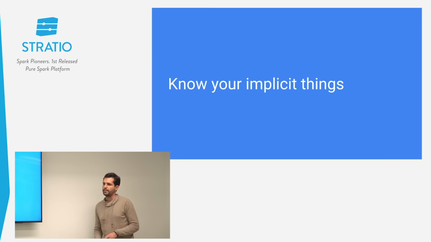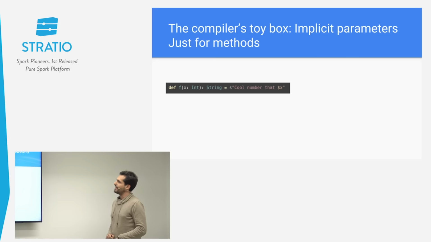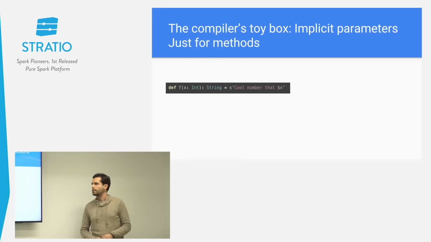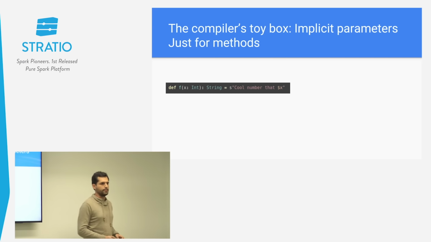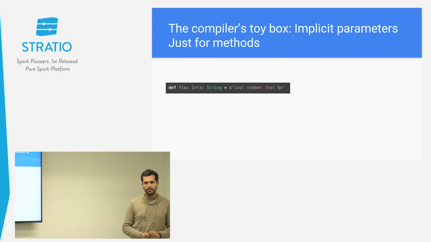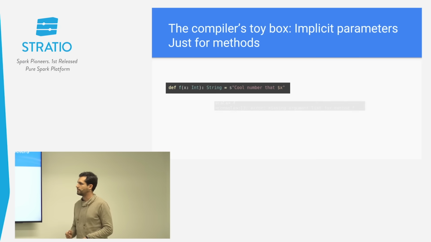So we'll start with the real contents of the talk. Let's get to know our implicit things. The first implicit thing we have available is implicit parameters. Okay, you can define a method with a special parameter list, which is usually the last one, which is able to receive an implicit parameter.